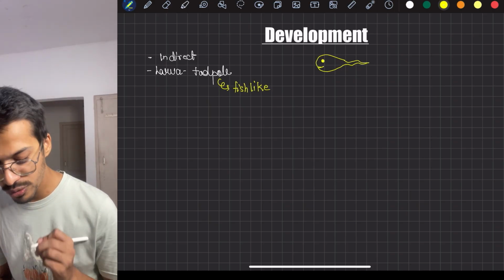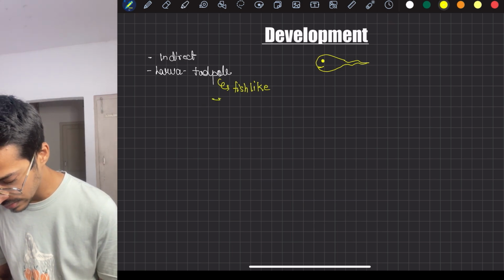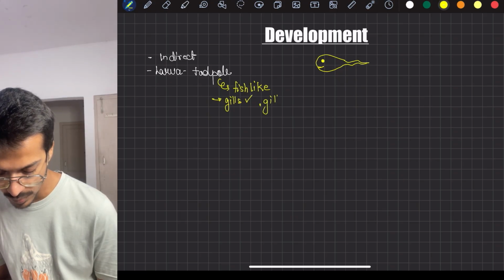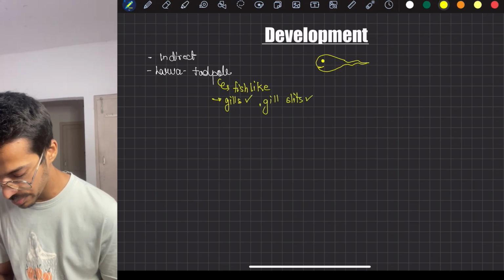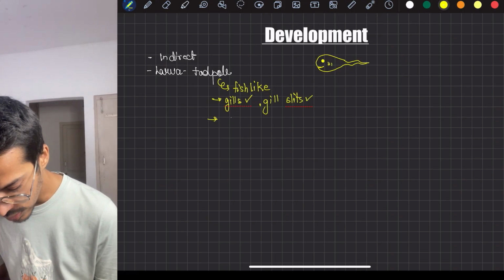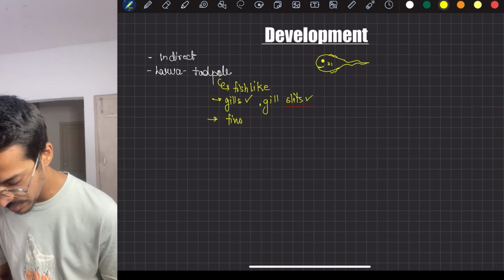Okay, so what is this? Fish-like structure is present. Next, gills are present, with gill slits present, just like fish. Then fins are present, so over here certain small fins are present. Then the tail is present, so you can see that the tail is present.